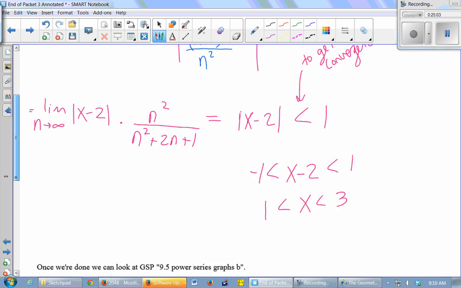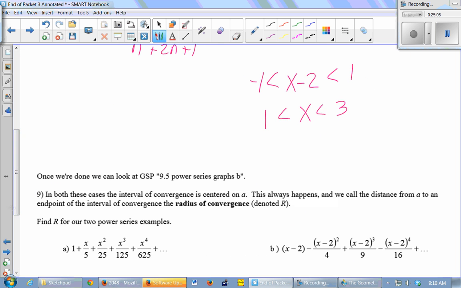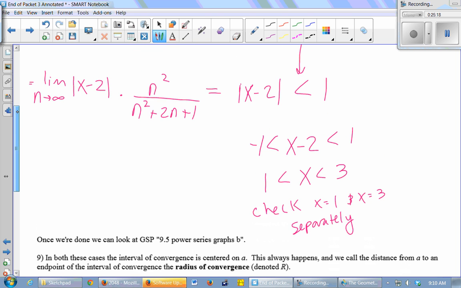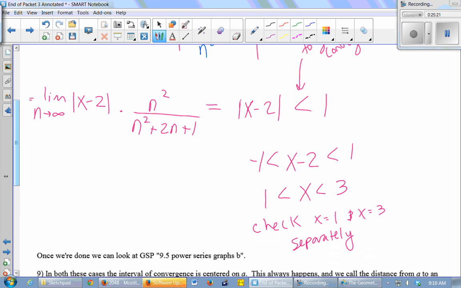But we definitely have convergence in between. Because remember, the ratio test, if it equals 1, is inconclusive, right? So you have to check the endpoints with another test separately.